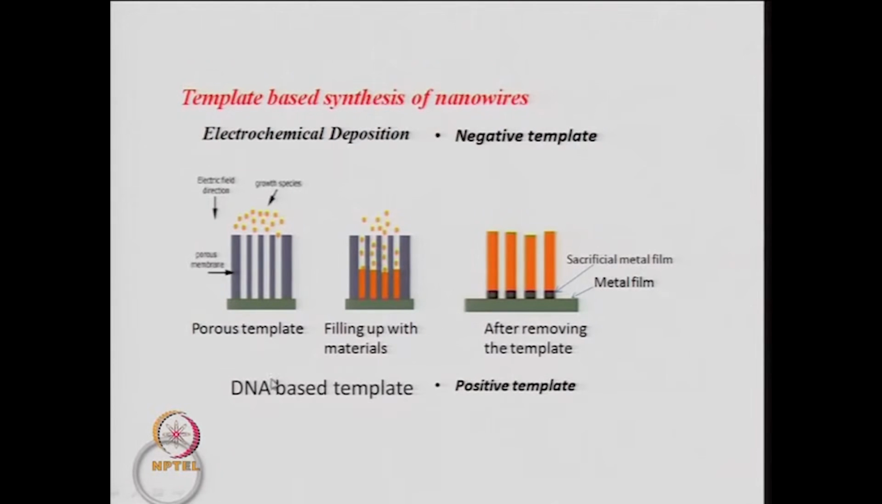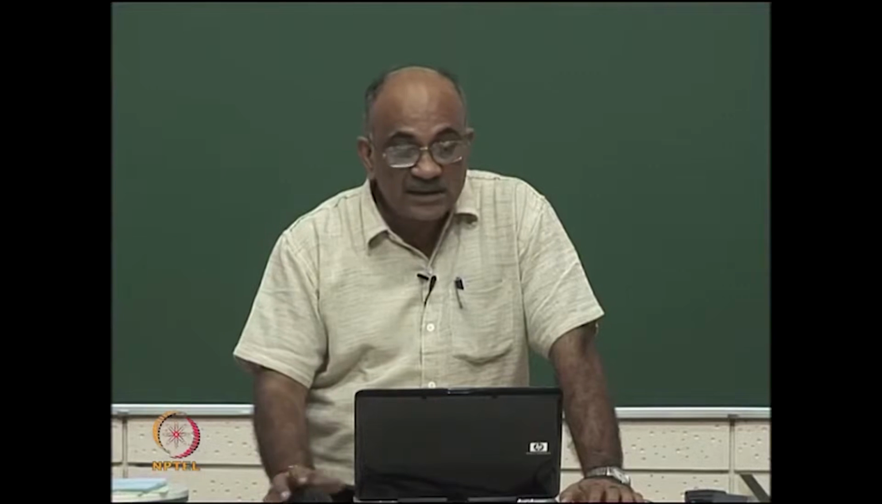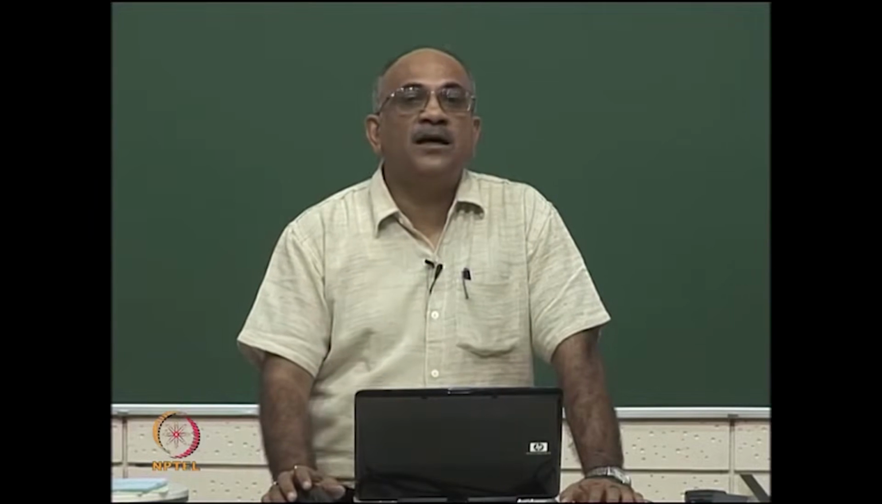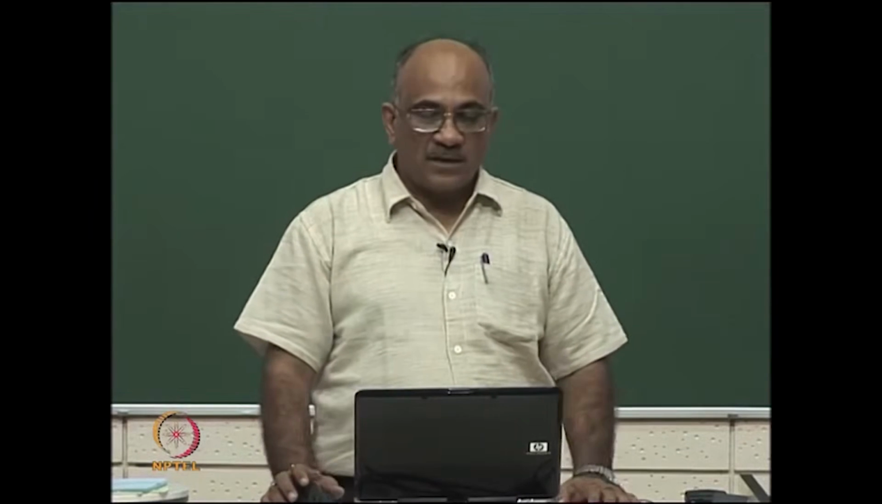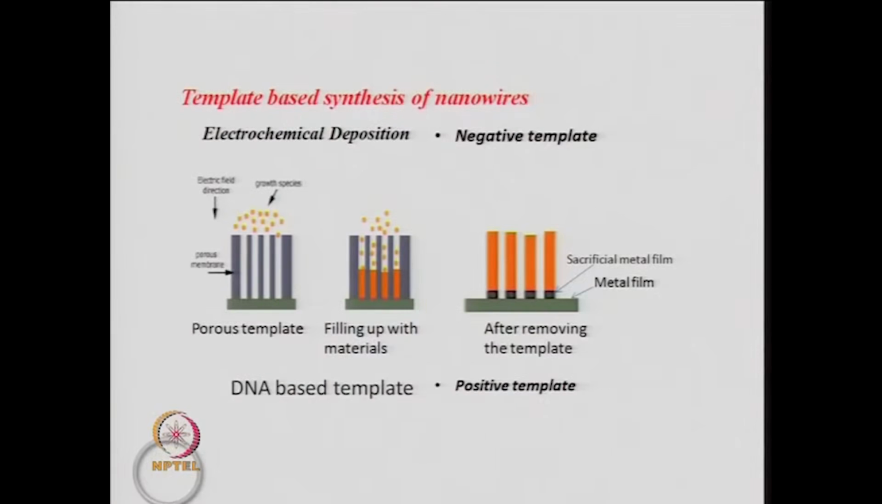voids. You can also have positive template methods, that is, you grow the nanowire on top of a template, and that normally happens, for example, in DNA based templates, where the nanowire grows on the DNA itself, not in the voids like in this case. So, that is why it is called a positive template. So, here is a case of the positive template method which we discussed earlier based on DNA.